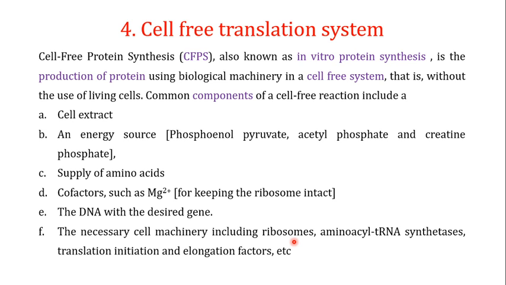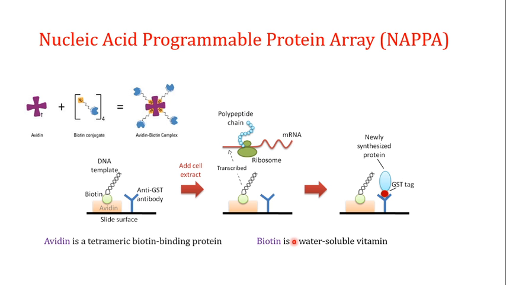So in the cell-free translation system, you are actually going for the production of proteins using biological machinery without the use of intact living cells. But of course, you are using the machinery of living cells. Now the cell-free translation system comes in a variety of methods. One of the most common methods used is known as the nucleic acid programmable protein array, which for short is known as NAPPA.